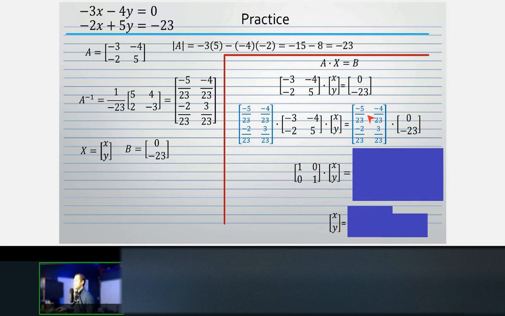Now, we do have to multiply this matrix times this matrix. So I'm going to give all of you like 2 minutes, right? 2 minutes should be enough. Multiply this matrix times this matrix. Give all of you 2 minutes to quickly do that.